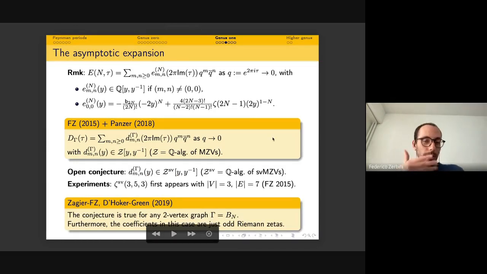In fact, if you do some experiments, as I did in my thesis, you find only single-valued multiple zeta values, and the first irreducible one starts appearing with 7 edges. So it's already quite a non-trivial modular graph function. And due to these computations, we conjecture that there are only single-valued multiple zeta values showing up.